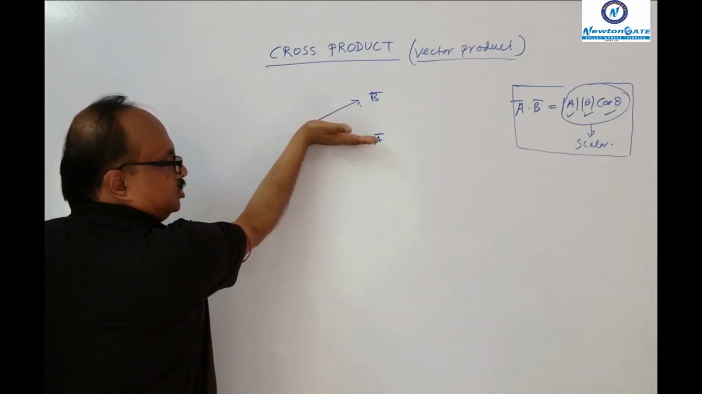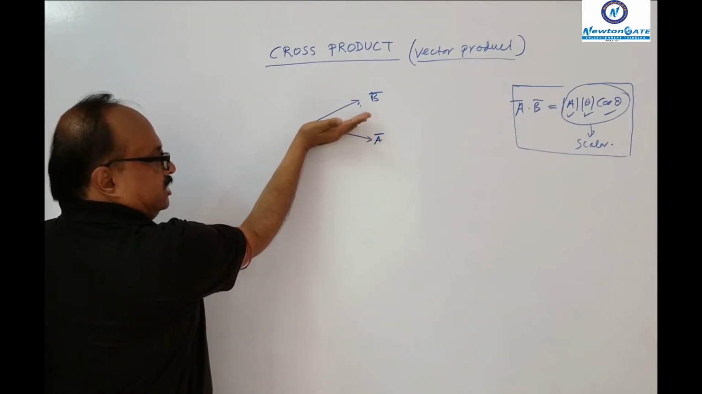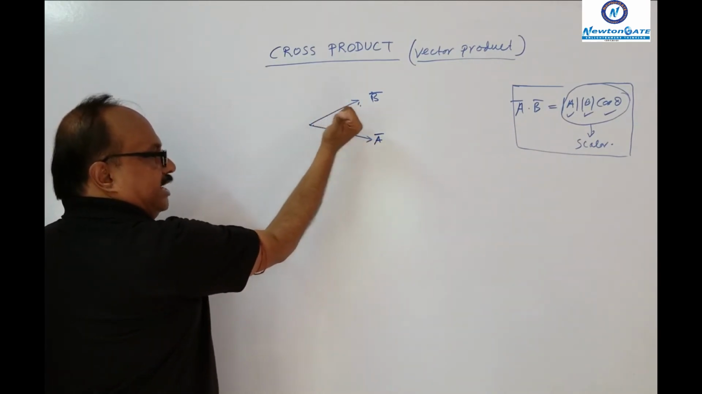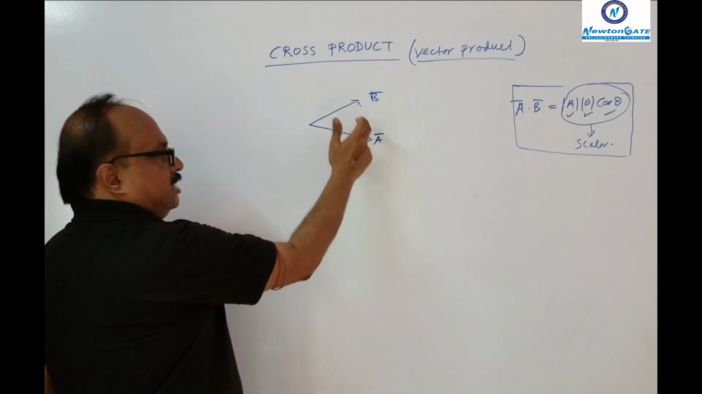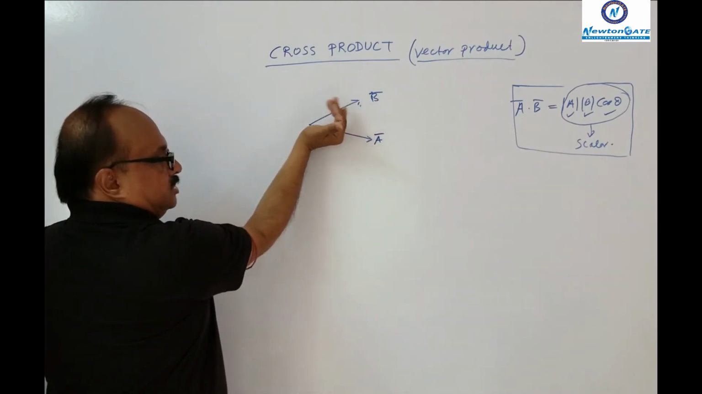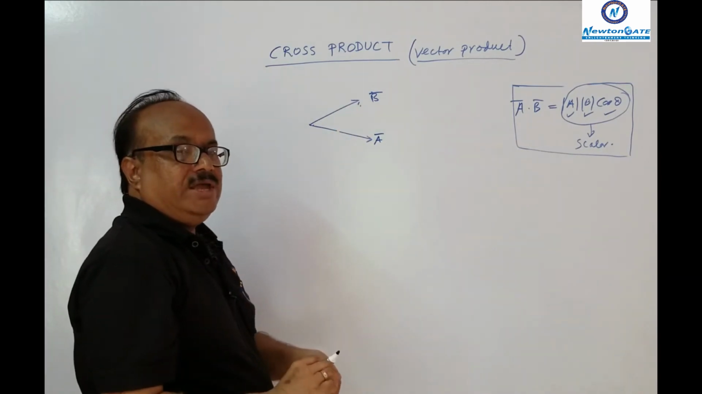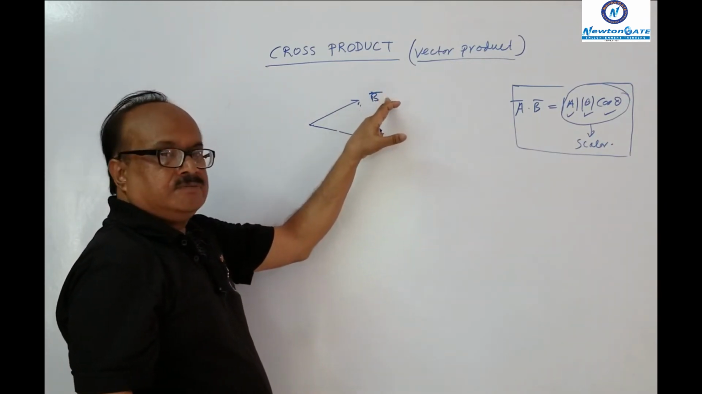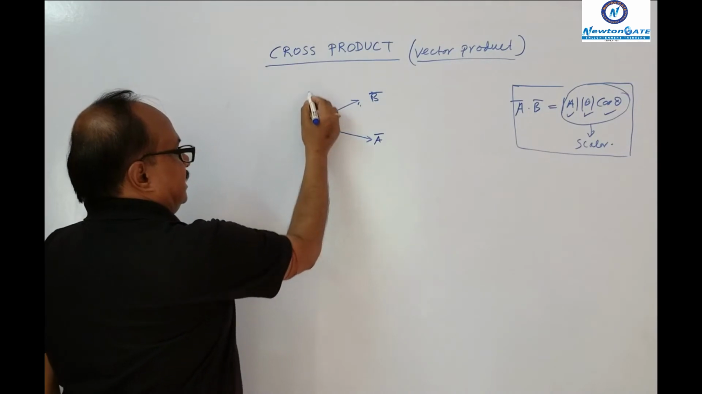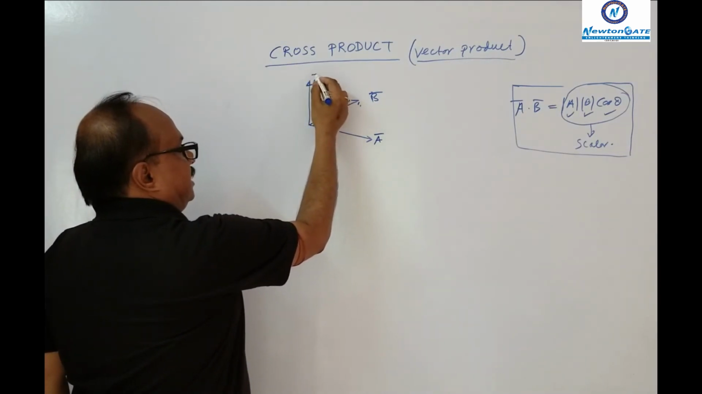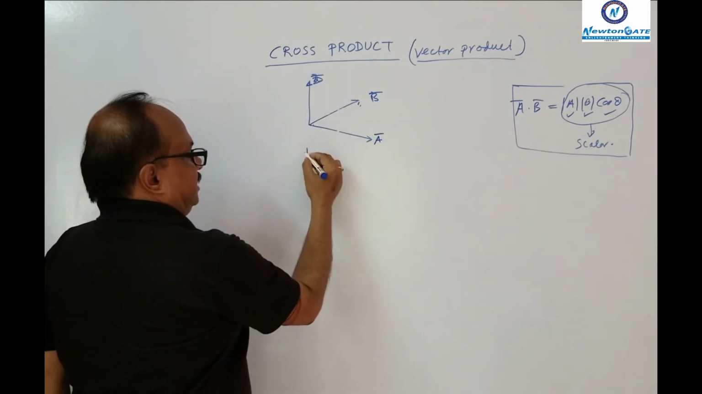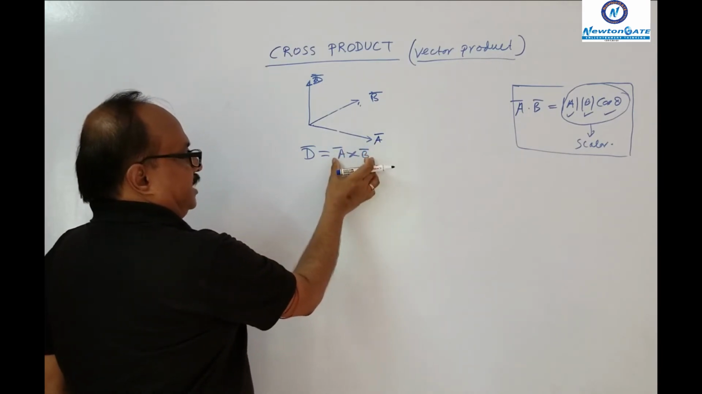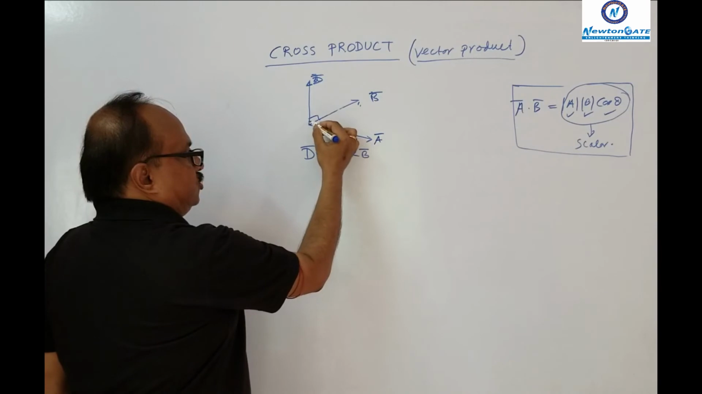You curl your fingers from A toward B along the shortest angle, and the thumb will give you the direction of the result, that is the cross product of these two vectors. That means when you do a cross product, you get a vector which is perpendicular to both the vectors. Let us name it vector D. So vector D is A cross B, and this vector is perpendicular to both of these vectors.